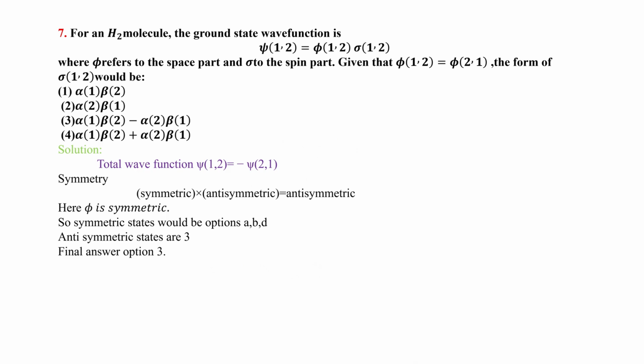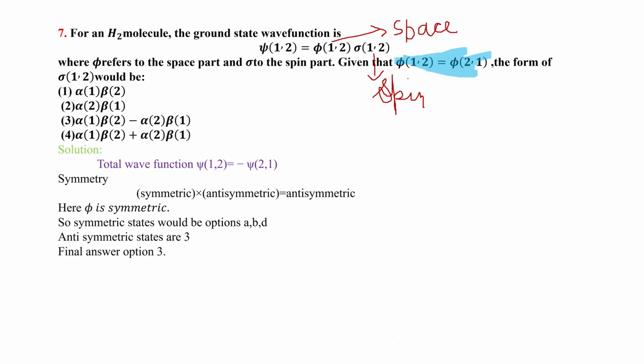Now let's move on to the next question. So what is given in this sixth statement is, for an H2 molecule, hydrogen molecule, the ground state function is given to us, that is psi(1,2) equals phi(1,2) sigma(1,2), where phi refers to the space part. They have given that this is the space part. Let me mention it for you. So I have written space and spin function. In the given equation, that is phi(1,2) equals phi(2,1), what does this define? This defines that the space part is the symmetric part.